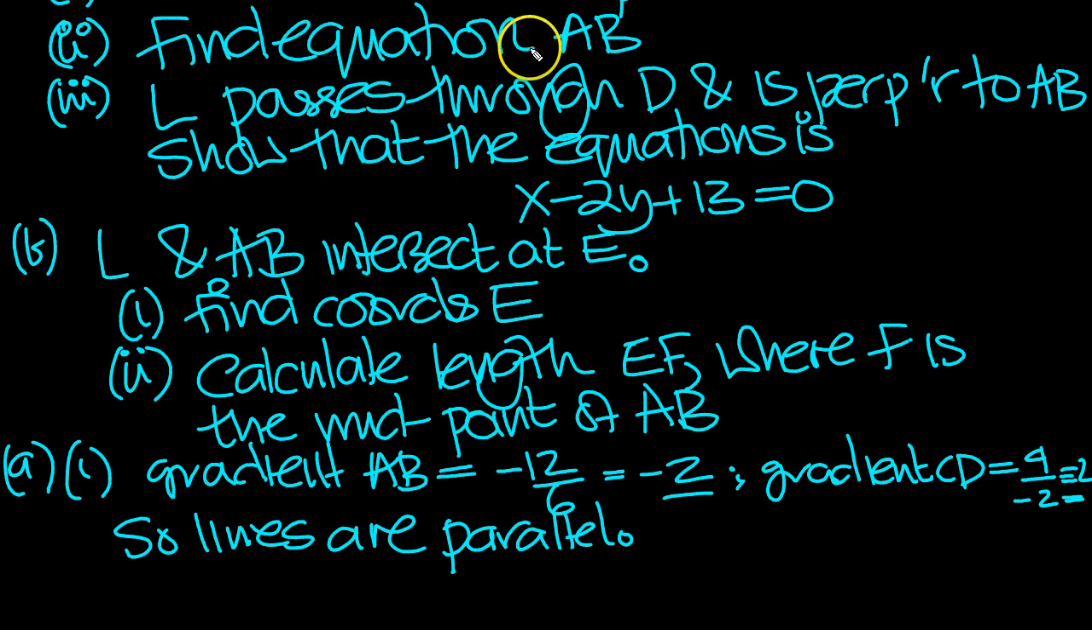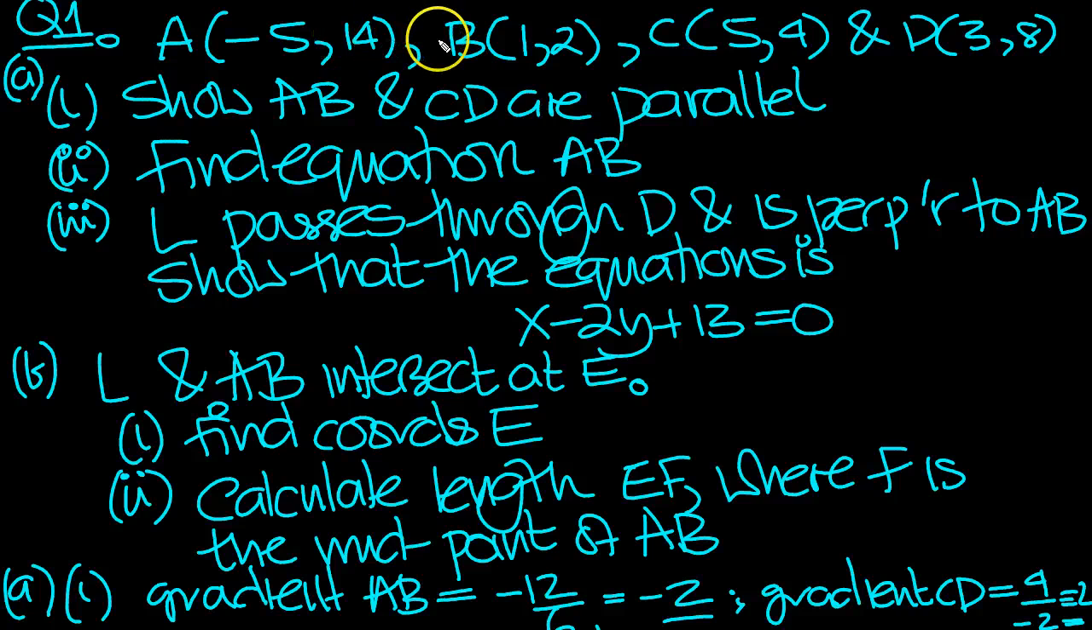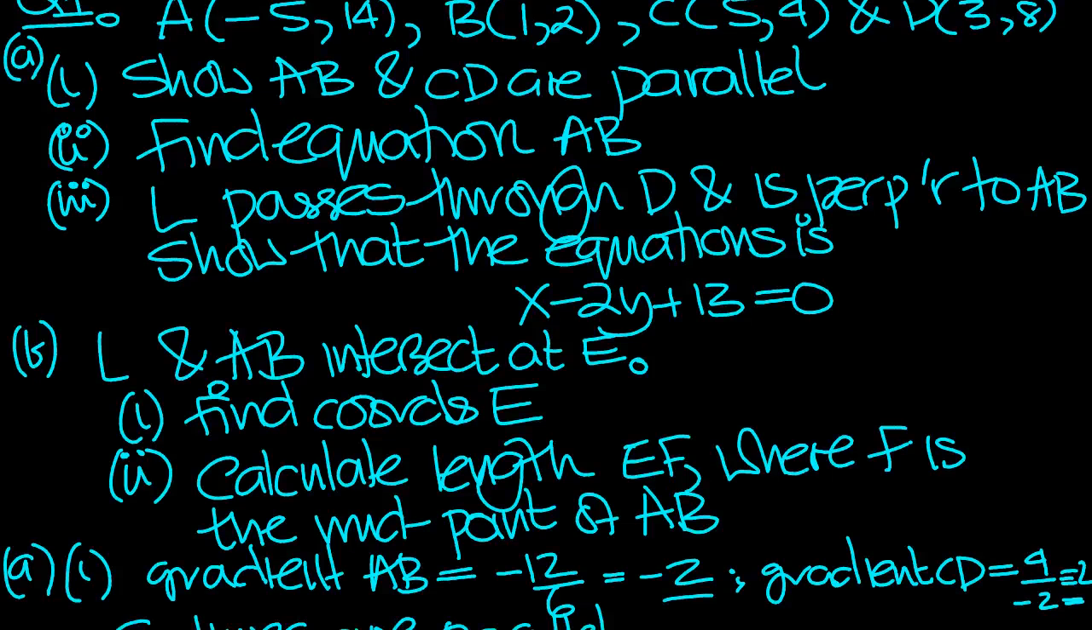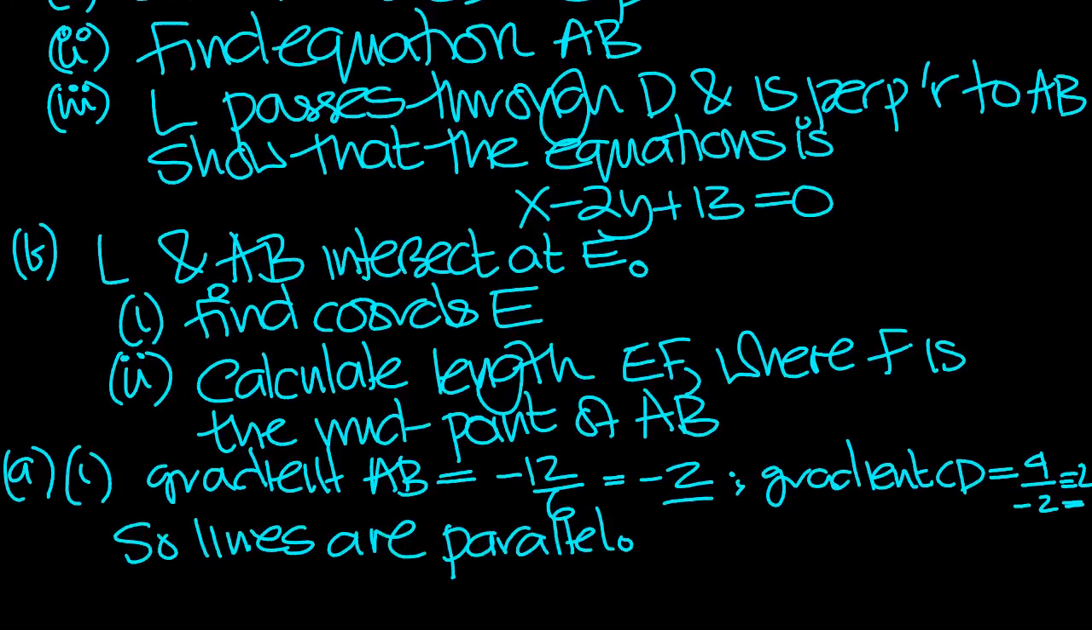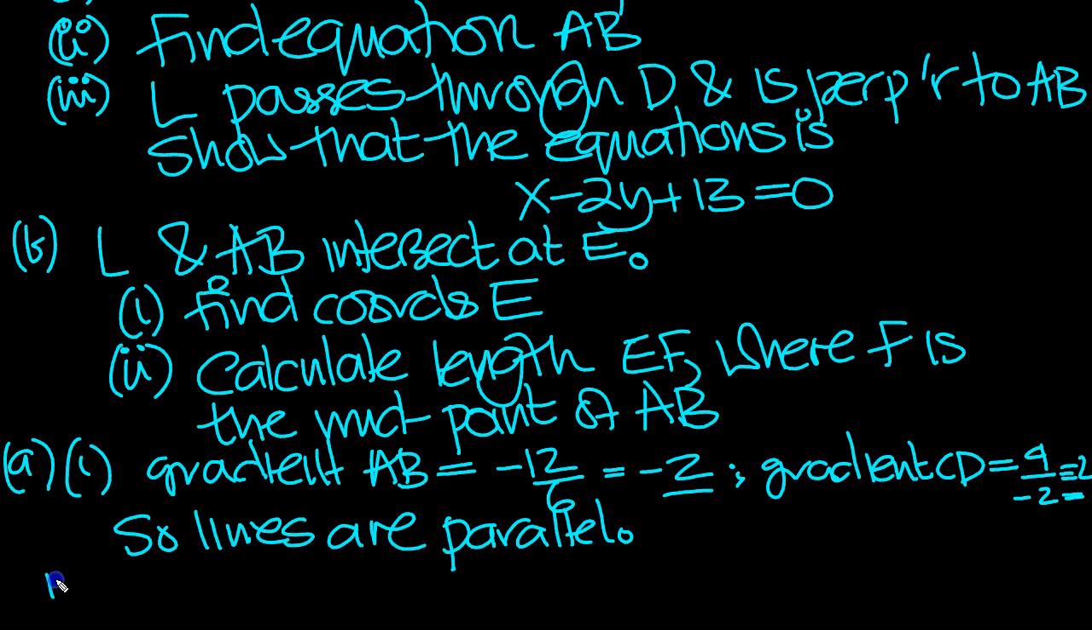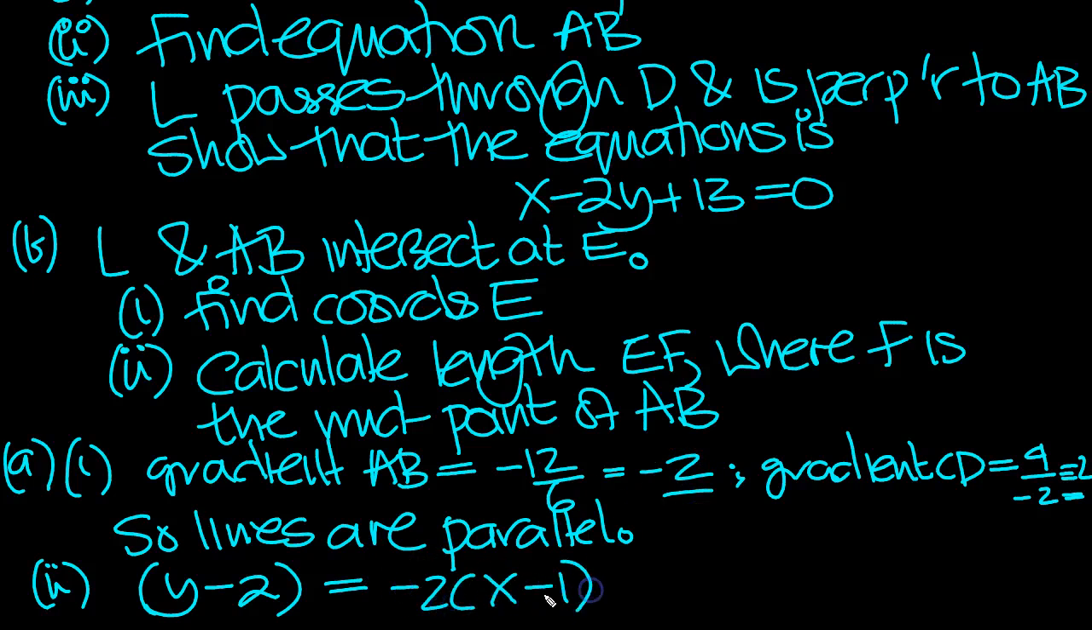Part 2, find the equation of AB. So AB are these points here. We know the gradient, and we know it goes through (1, 2). So we can just simply use the point B, (1, 2), can't we? So it would be y minus 2, because of the coordinates (1, 2) that the line goes through, is equal to the gradient of AB, which is minus 2, times x minus 1, because it went through the point (1, 2). So there's our equation of AB.